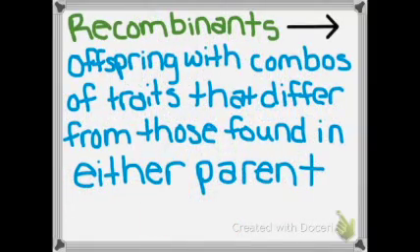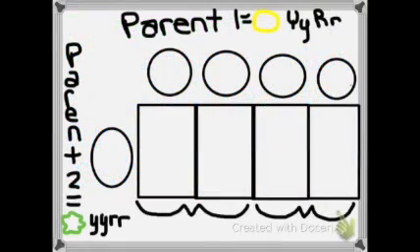If you remember from earlier in the section, recombinant offspring, or recombinants for short, are offspring with combos of traits that differ from those found in either parent. For an example from Mendel's pea plant experiments, we could cross a parent plant with genotype big Y, big R, little r, that bears a yellow round seed, with a second parent plant with genotype little y, little r, that bears a green wrinkled seed.